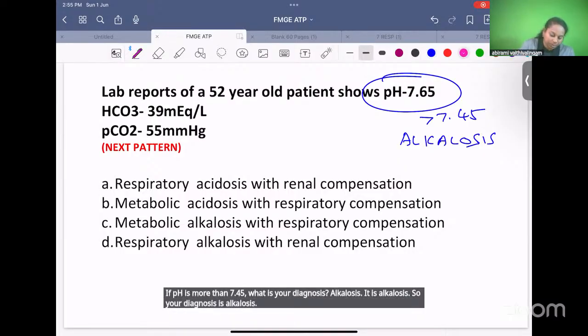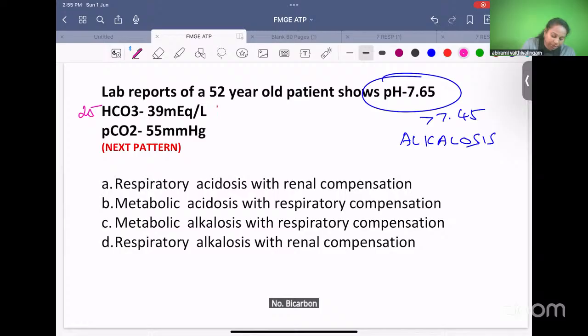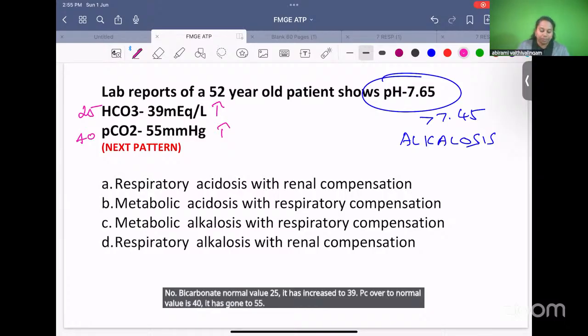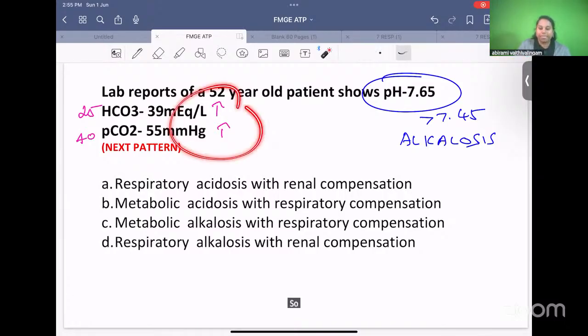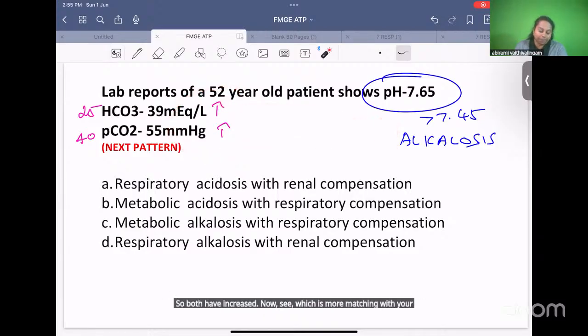Now, bicarbonate normal value 25. It has increased to 39. PCO2 normal value is 40. It has gone to 55. So both have increased. Now see which is more matching with your diagnosis.